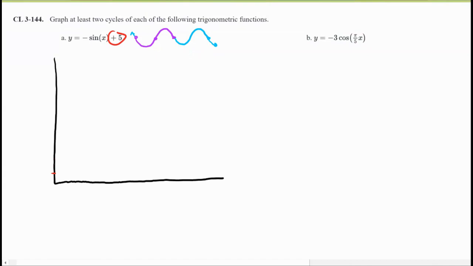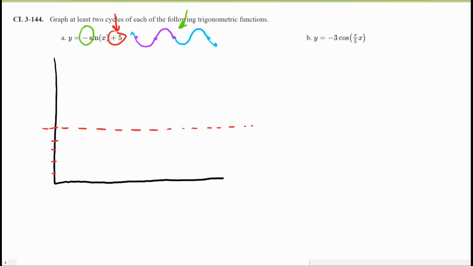And that is told by my k value, or the number that's on the outside here. So I'm going to go up 1, 2, 3, 4, and 5. There is my midline. And after that, I look for the amplitude. Amplitude is the a value, which is the number in front of the sine or cosine. In this case, it's -1.